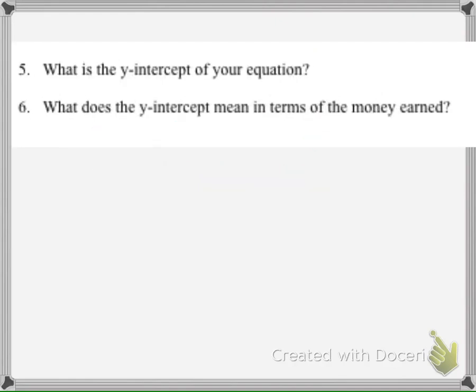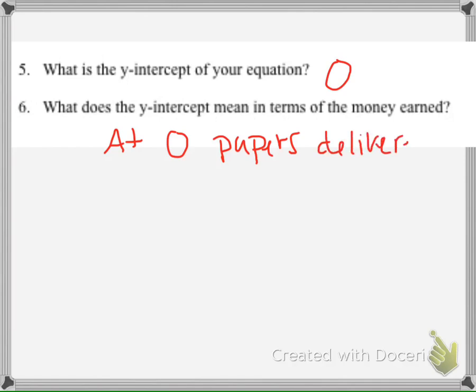Okay, number 5 asked for what is the y-intercept, which was 0. And what does it mean? It means that at 0 papers delivered, she makes $0.